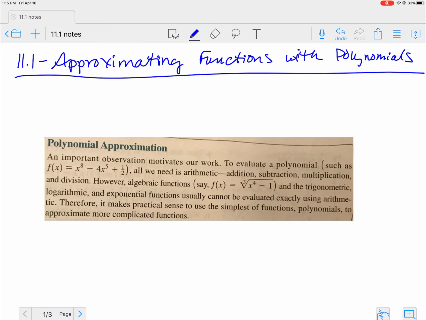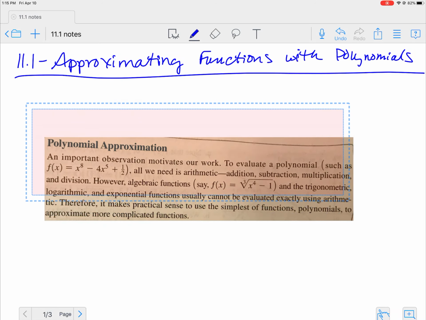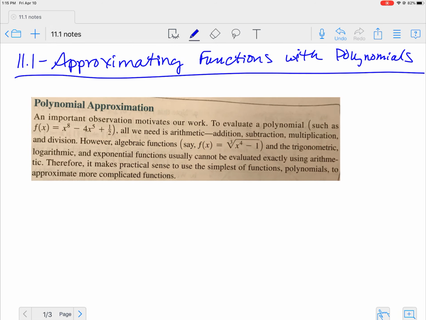All right, let's approximate some functions with polynomials here. Now I have this cut out from the book because I'm gonna scoot this up here, because this little paragraph in the book I think is awesome. So here the moral of the story that we're going to be doing right now with approximating these functions is we are going to use something that's super easy to work with, a polynomial, in order to approximate some algebraic function. So yeah, I'm just going to read through this a little bit.